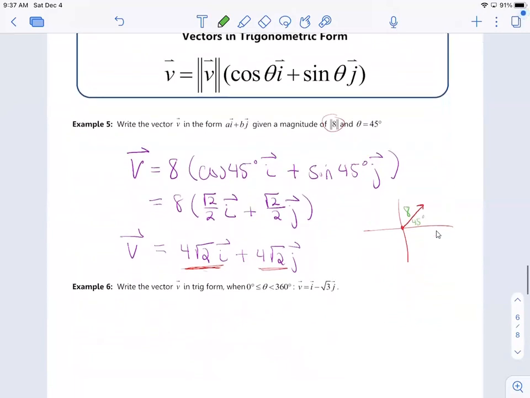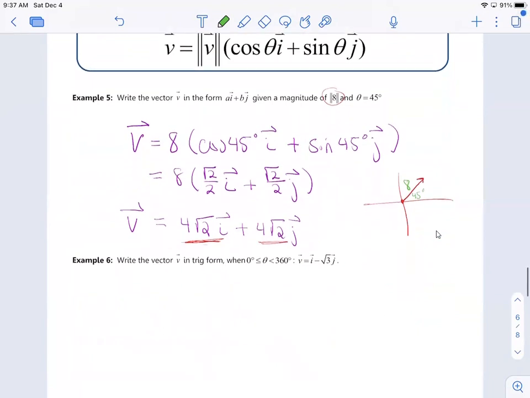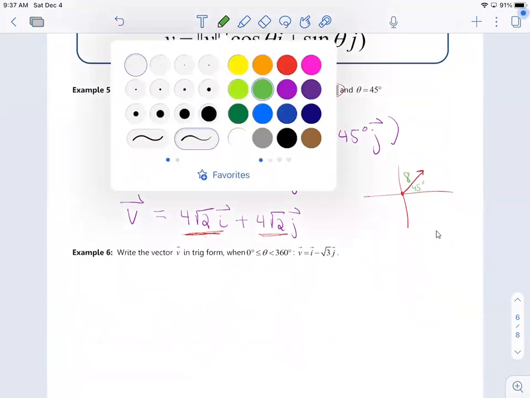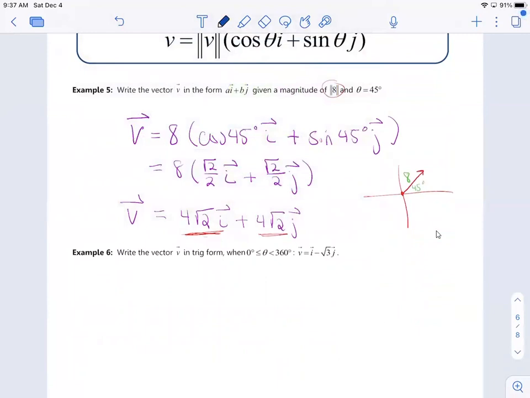Well, now let's work in the opposite way. Now I'm going to give it in terms of I and J, and I want to come up with the trig form. So I'm going to go ahead and I have I minus root 3J. So let me just, if I have I, again, it looks something like this. I'm approximating. All right, so let's go to create a triangle. This would be 1, and then we went down negative root 3.